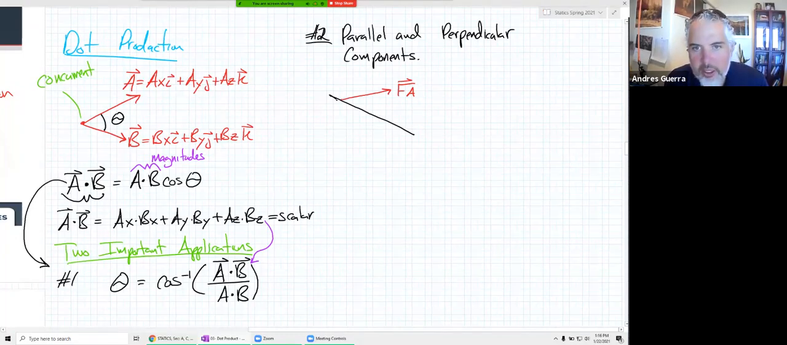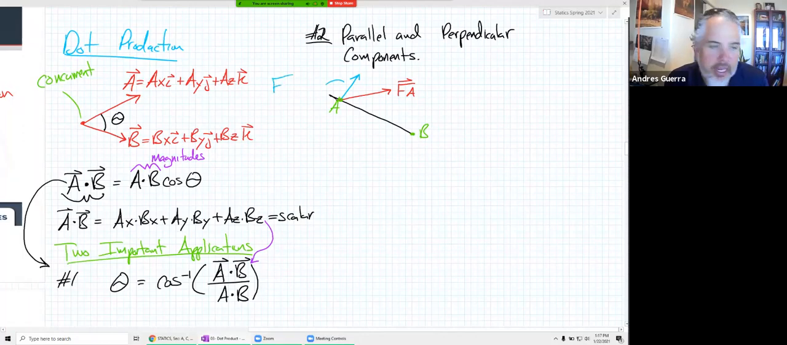We can call this point right here point A, and the point down here point B, and we'll call that line from A to B. Now, for the parallel and perpendicular components, let's find the perpendicular component. This is the component of FA that's perpendicular to AB. And then the other component is this one down here.